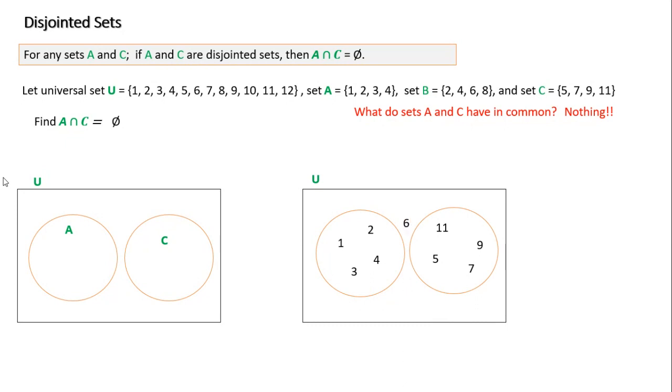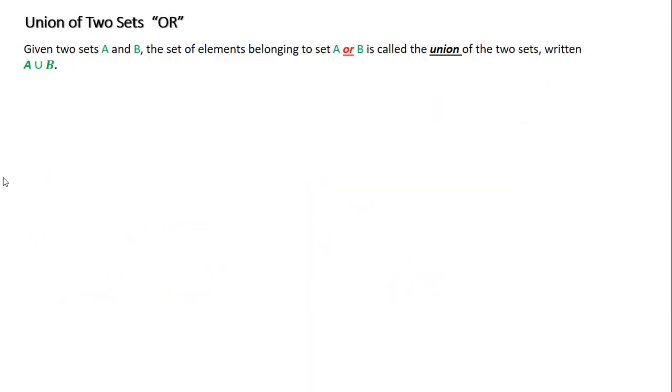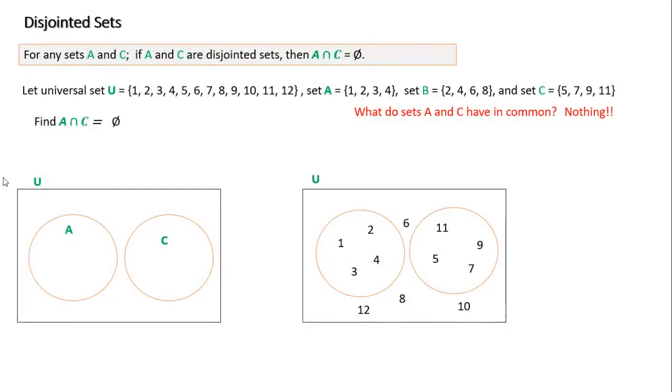All right, let's look at another example. Let's finish it off. Let's put in all our values that are in the universe. Everything that's in our universe that's not part of these sets goes outside these circles. And again, it doesn't matter where you put them, okay?